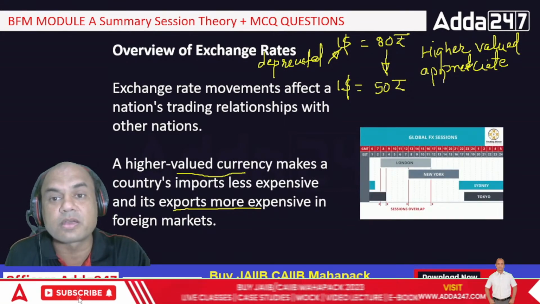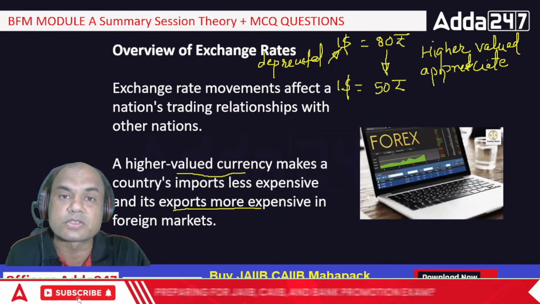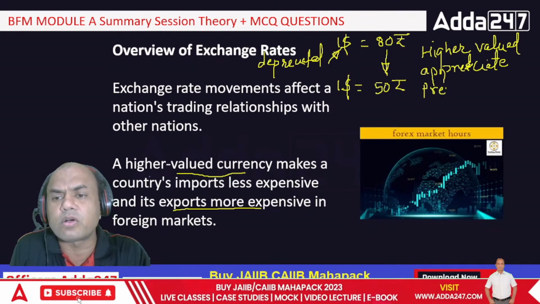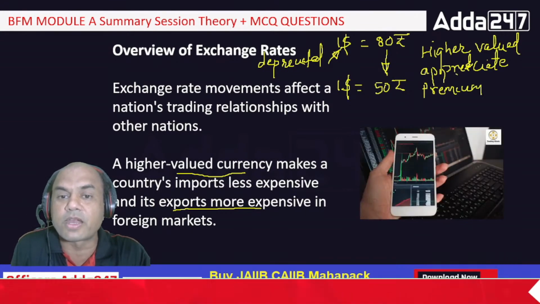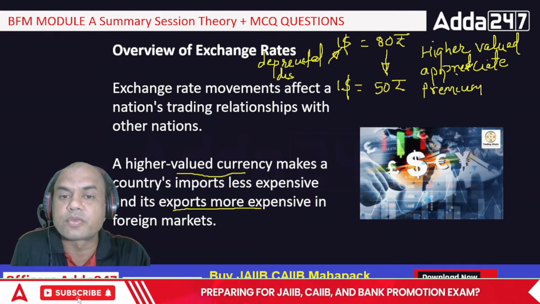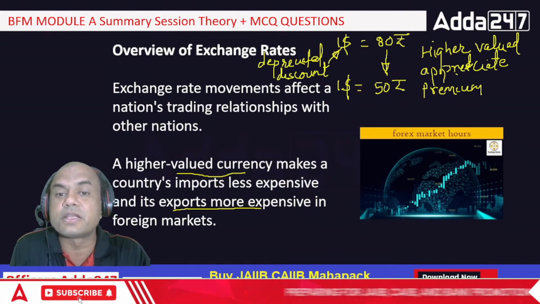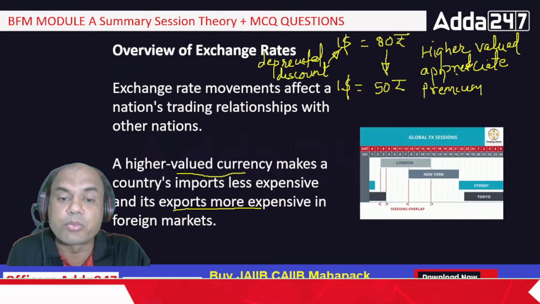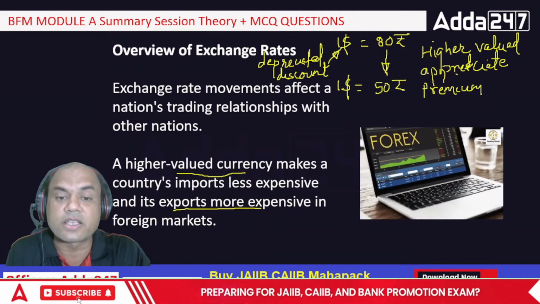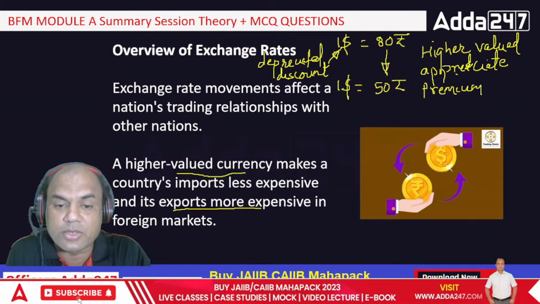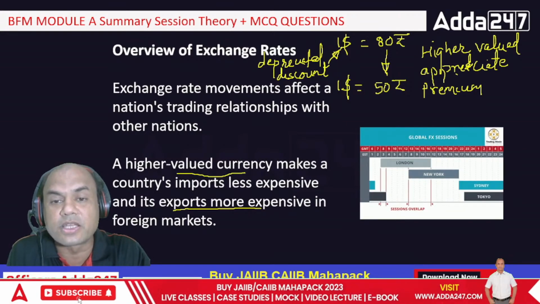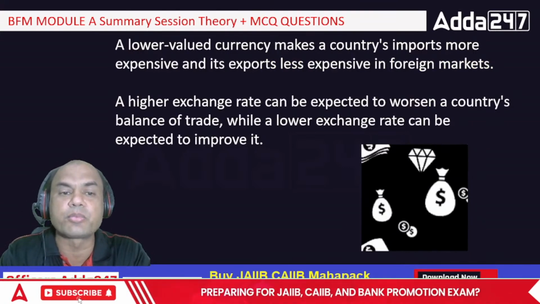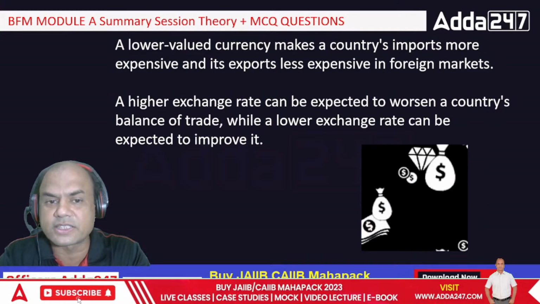Or in our BFM terms, you can call it from a different perspective also. Rupee is in a premium. This is known as premium. Now you'll understand all the concepts over here. Rupee is in a premium, whereas dollar is in a discount, right? So understand this point. Higher valued currency makes the imports less expensive, whereas exports more expensive, because we get lesser money for exports and we have to pay less money for imports. Now, a lower valued currency makes the country's imports more expensive and its exports less expensive in foreign markets.